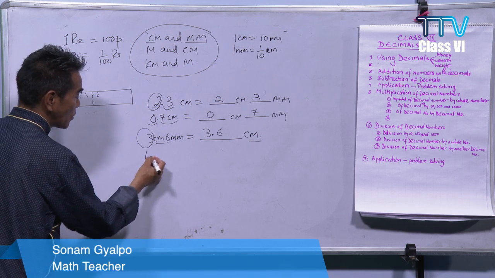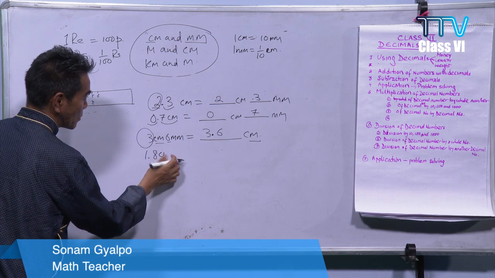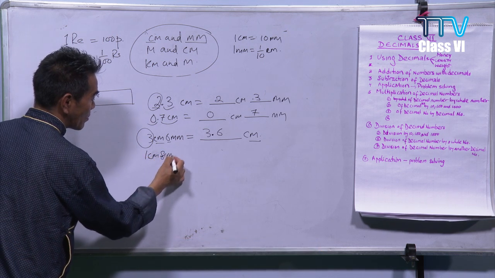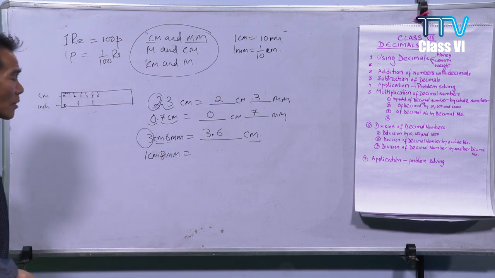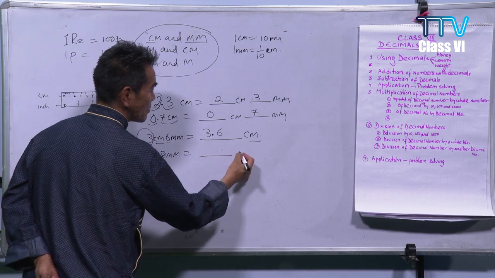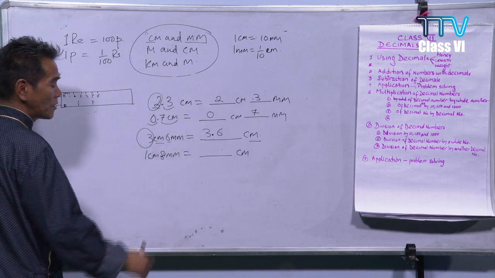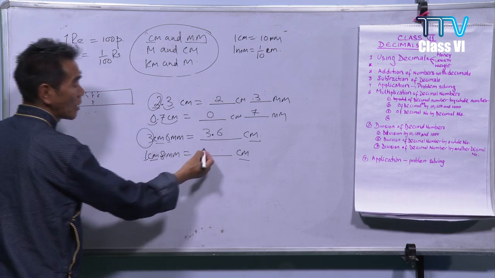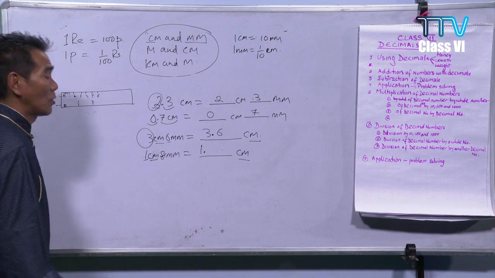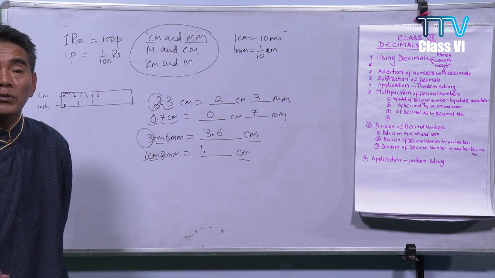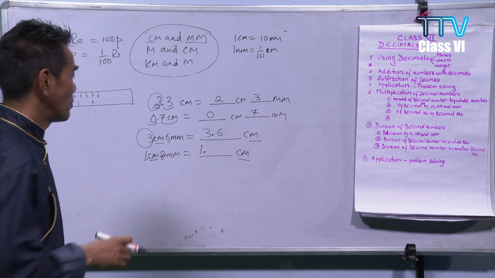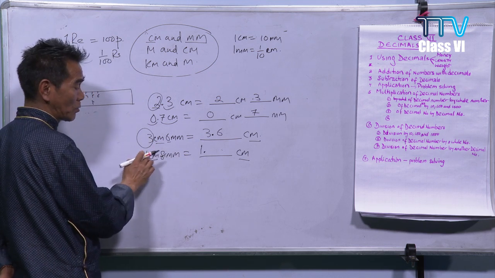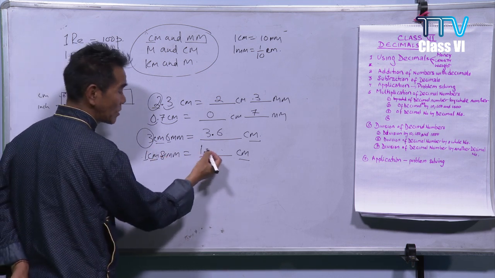For example 1.8 cm. 1 cm 8 millimeter. So you have been asked to change to centimeter. The whole part is 1 centimeter, and the other part is 8 millimeter. You need 10 millimeter to make 1 centimeter, so 8 is near to 10.